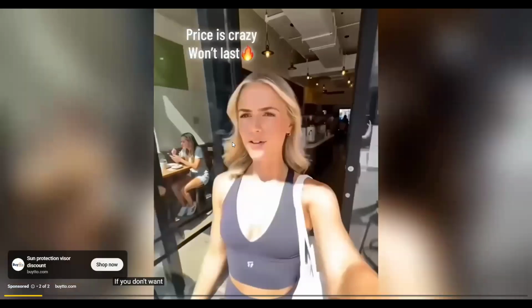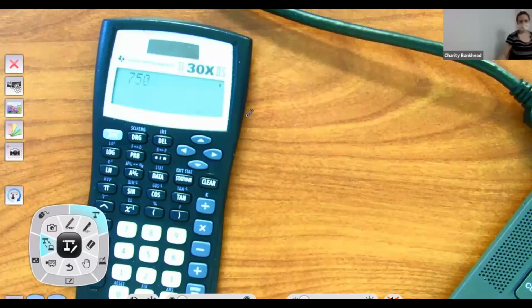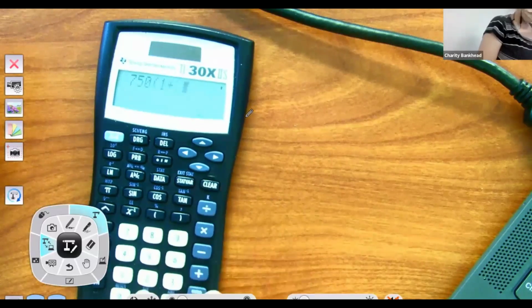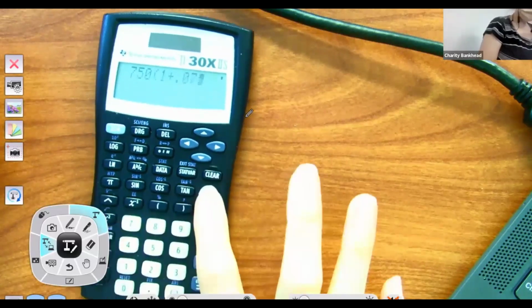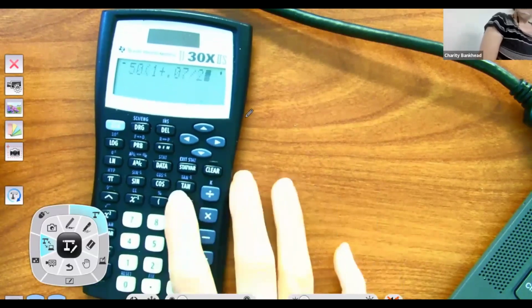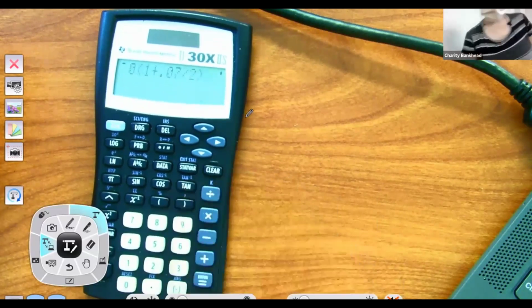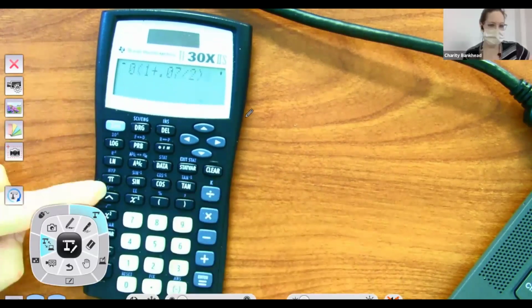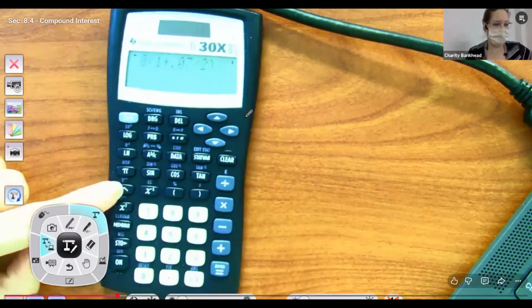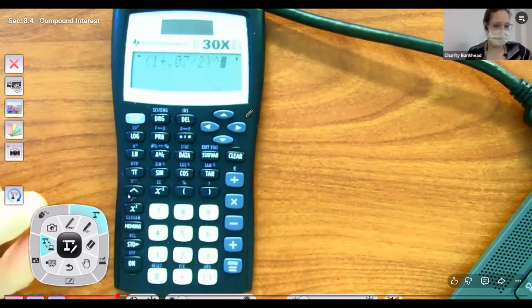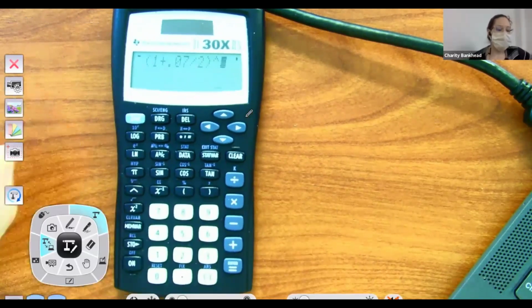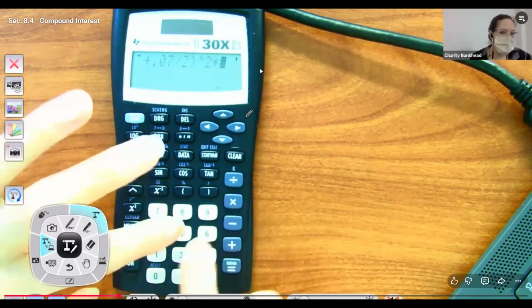Sorry about the ads. Okay, so we're going to type it into the scientific calculator. So we got 750, open parentheses, 1 plus 0.07 divided by 2, close the parentheses. And then there is that caret button that means to the power of.